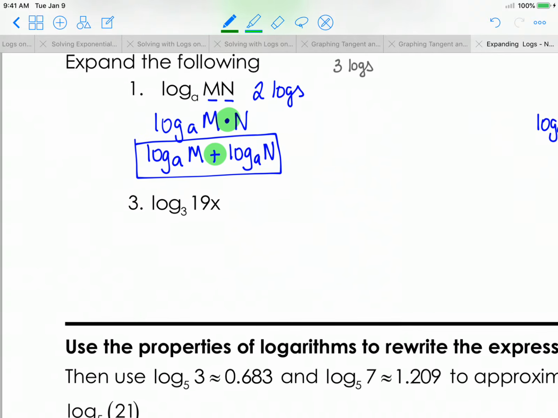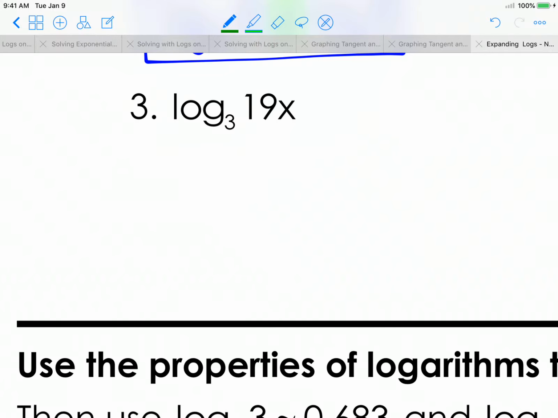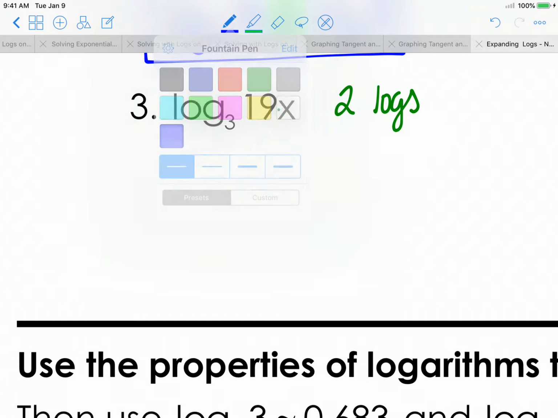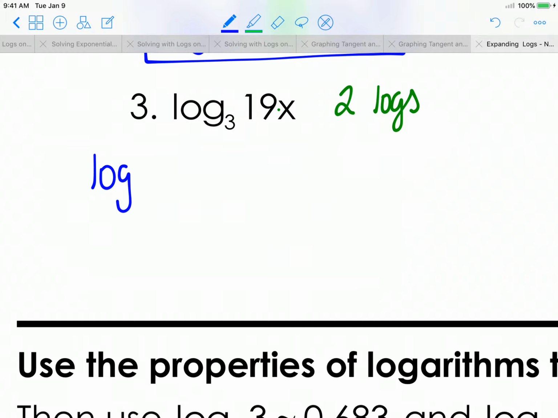All right, let's go to number 3. Okay, so remember, think 19 times x. So we have 2 logs here. So we're going to do log base 3 of 19. So that goes to 1 log, and then we need to do log base 3 of x. And because they're being multiplied, we add. And we're finished. Okay, you guys try number 4 on your own real quick.